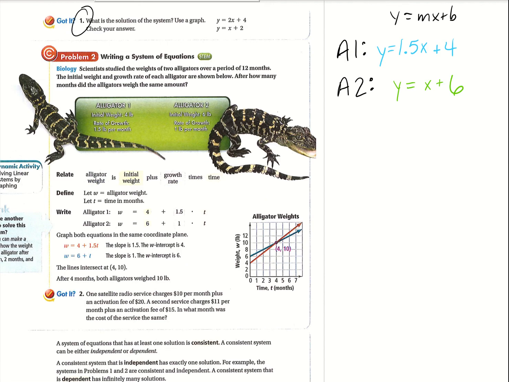All right, so after we have our two equations for alligator 1 and alligator 2, we can graph both of the equations. And again, I'm just going to let you look at the graph that they have here for you, because it'll be easier to see. So if we graph that, you can see that the two equations, when they're graphed, intersect at the point (4, 10) right here. So what that tells us is that after 4 months, both alligators are going to weigh 10 pounds. Okay, so our answer to their question that they had for us is going to be 4 months.